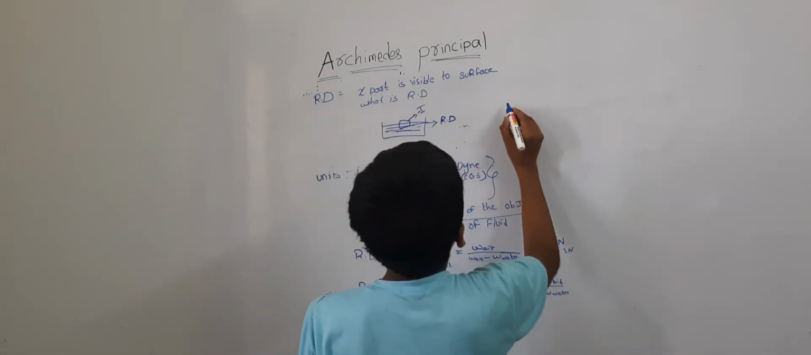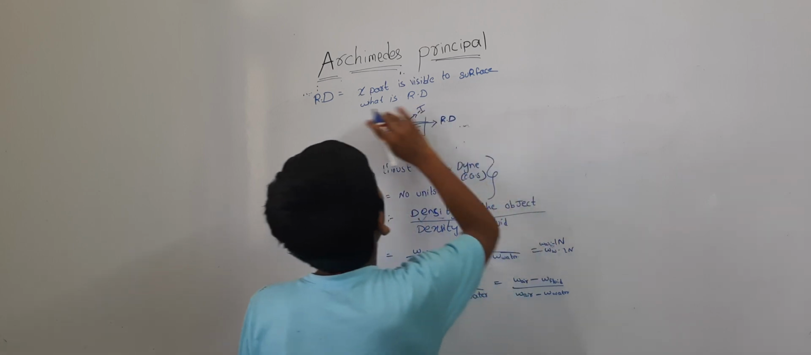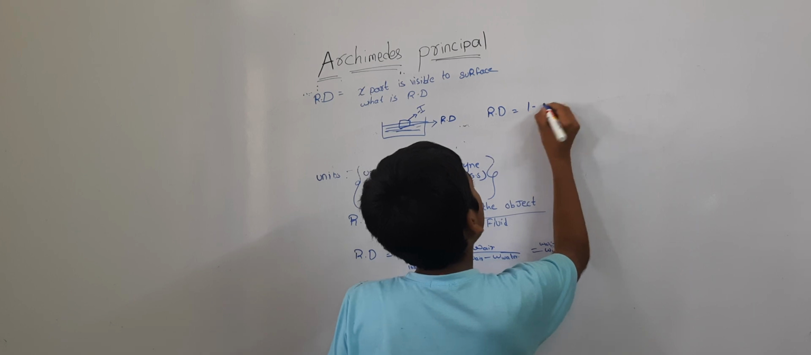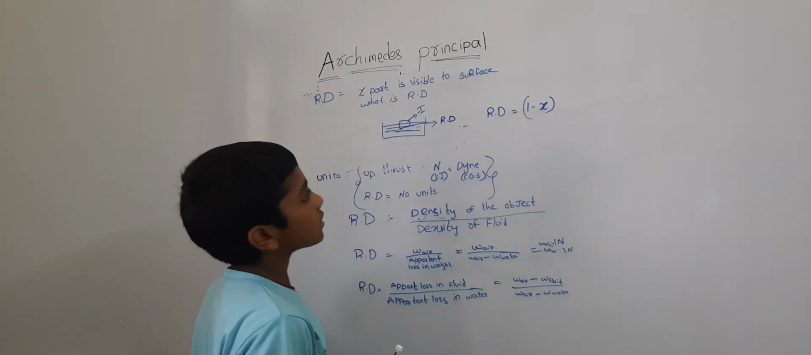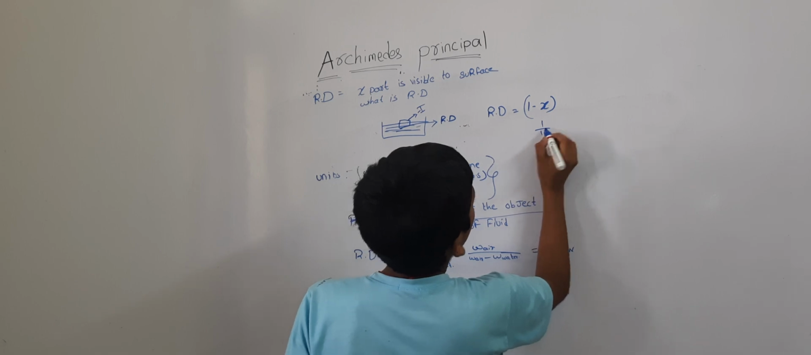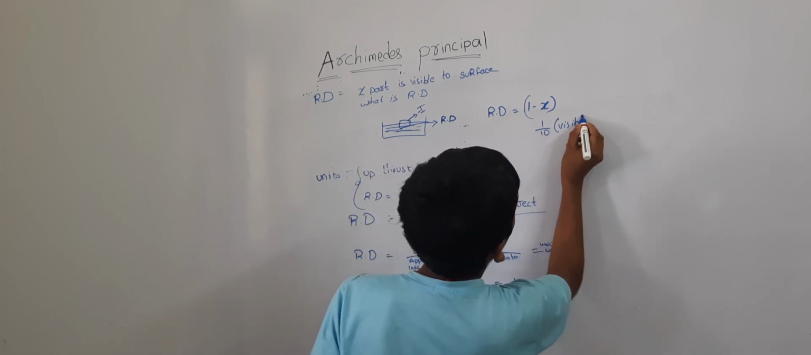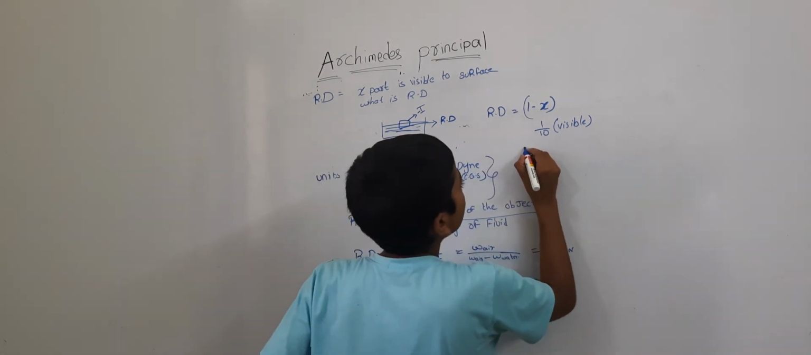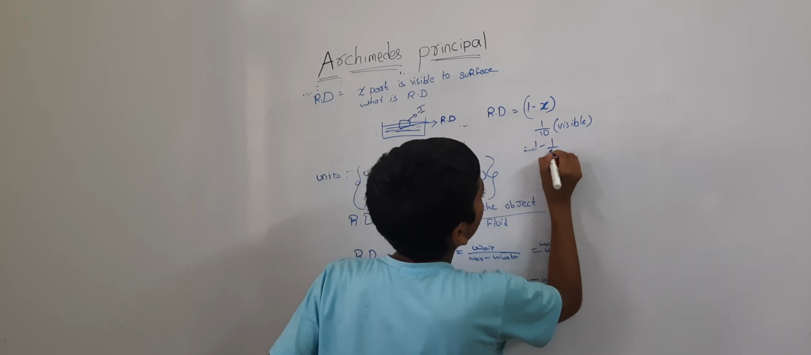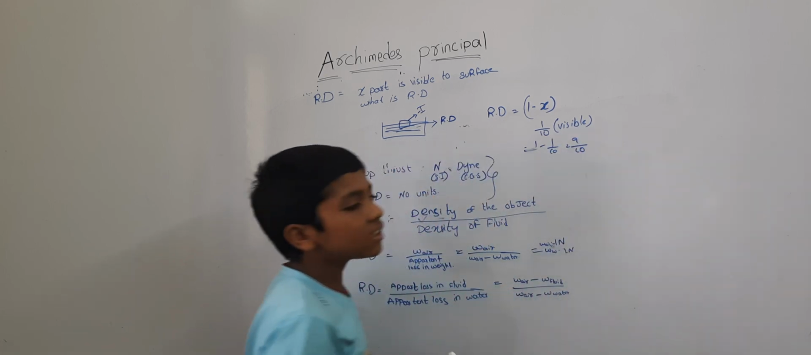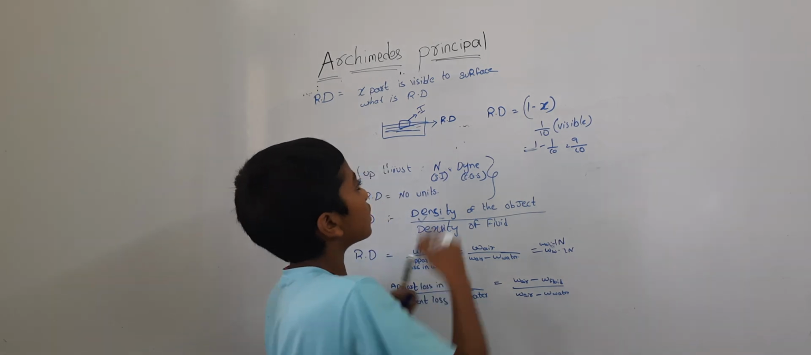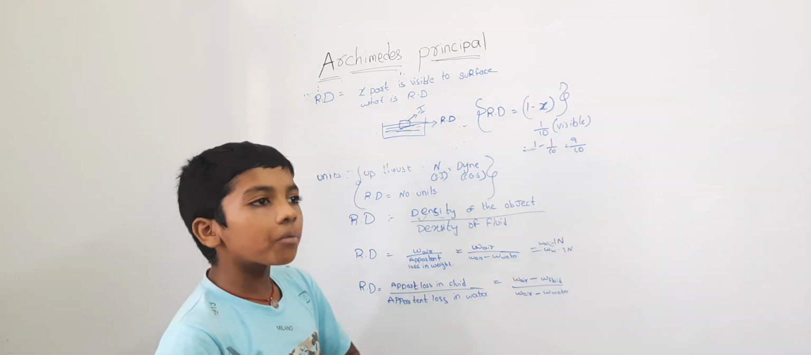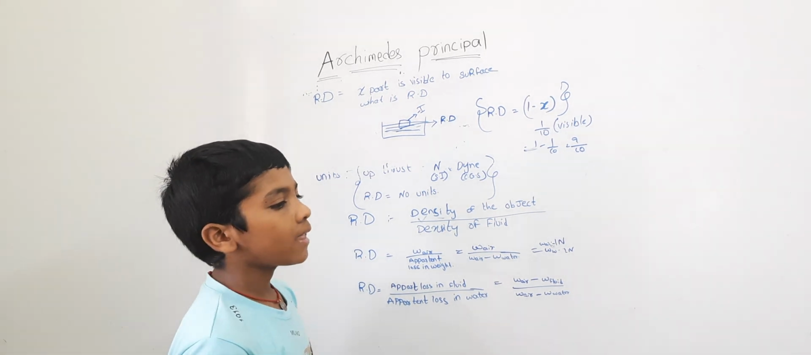If they give x part, how can we find the relative density? It is equal to 1 minus x. If they give x like 1 by 10, this is visible. Relative density is nothing but the immersed part, meaning 1 minus 1 by 10 equal to 9 by 10 is the relative density. The formula is 1 minus x. This is the formula for relative density.